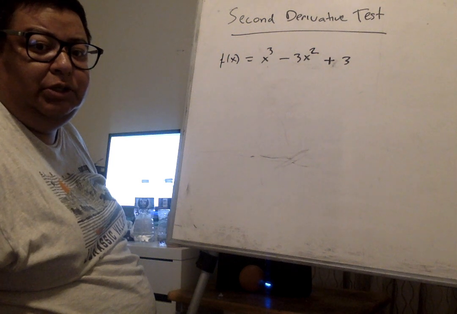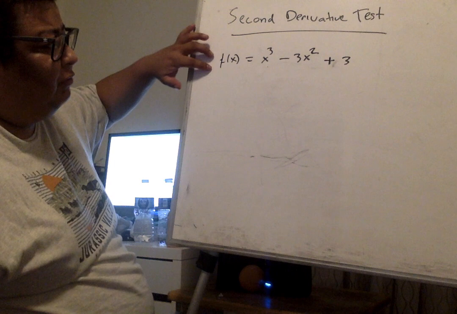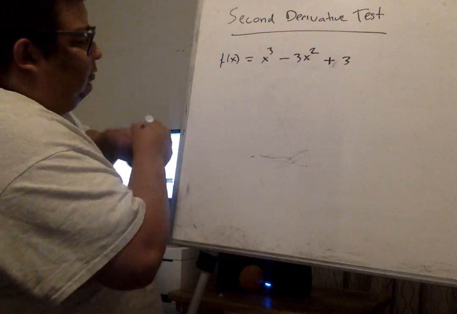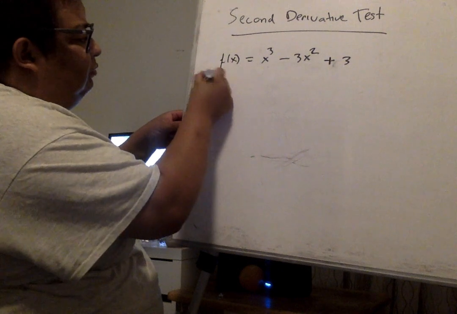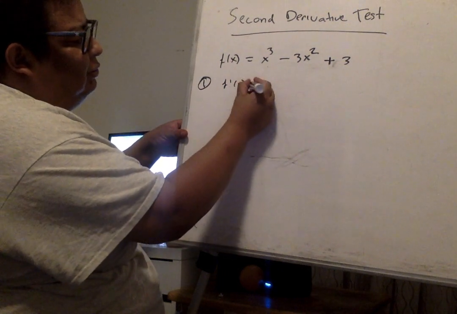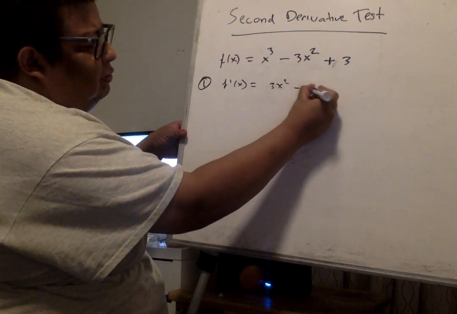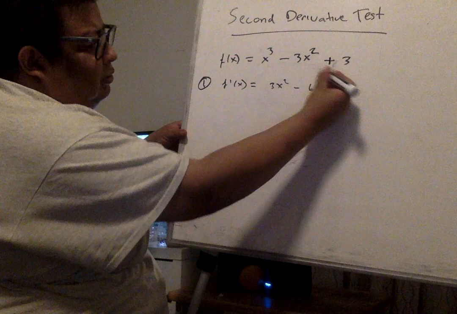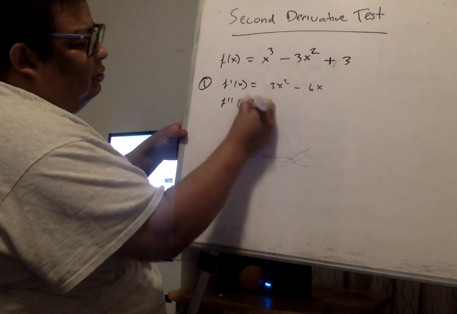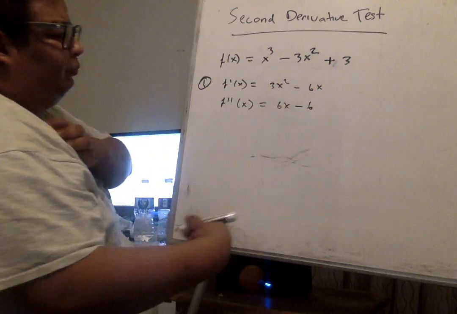Students, in this video we're gonna find the relative extrema of this function using the second derivative test. So the first step is to find the first and the second derivative. So f prime of x, this is the first derivative, it's gonna be 3x squared minus 6x, and then the second derivative is gonna be 6x minus 6.